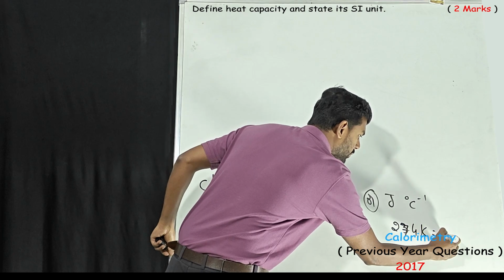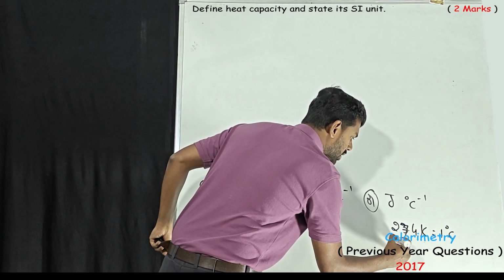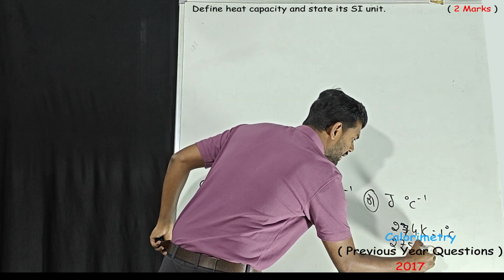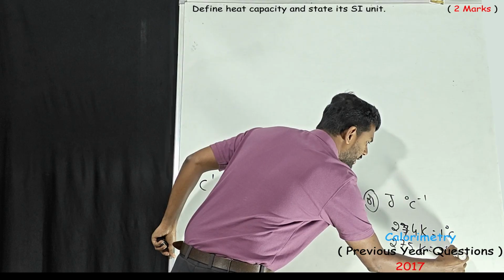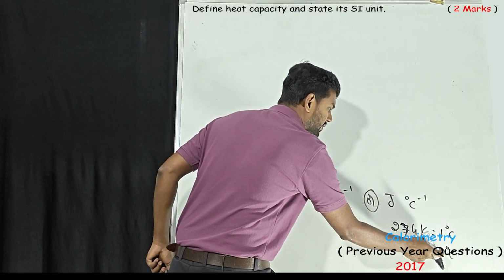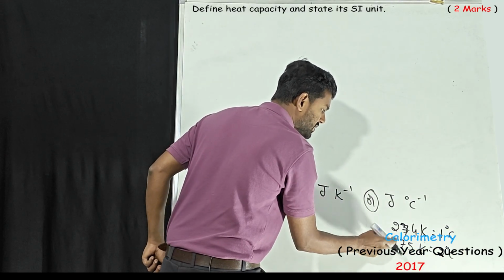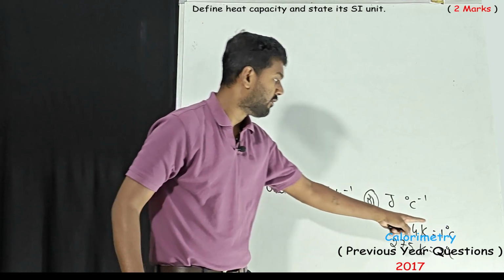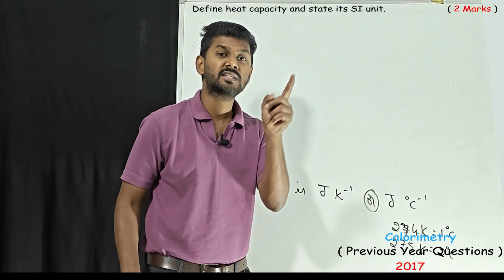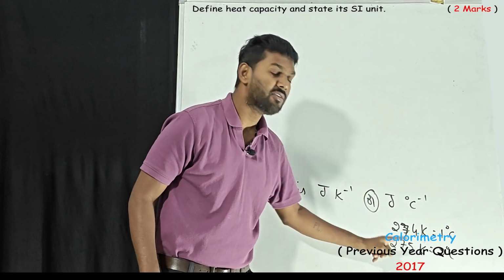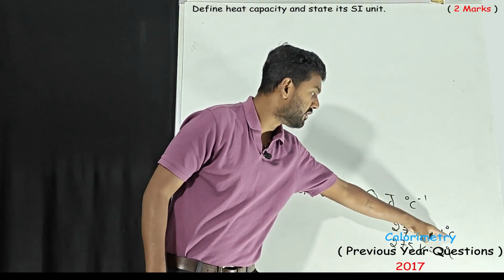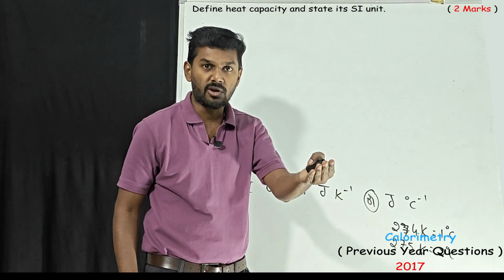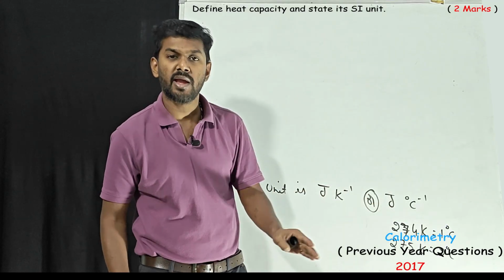274 Kelvin means 1 degree Celsius, correct. 275 Kelvin is equal to 2 degree Celsius. Now what is the difference here? 1. That means for every 1 degree rise in Celsius, 1 Kelvin will also increase. So if degree Celsius increases by 25, Kelvin also increases by 25.